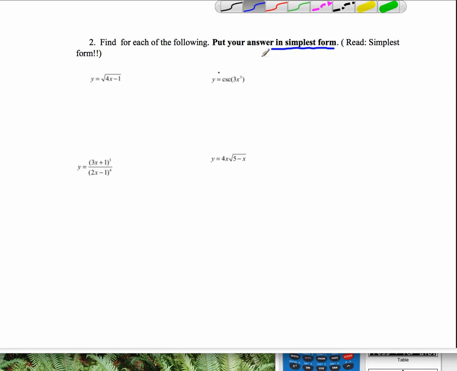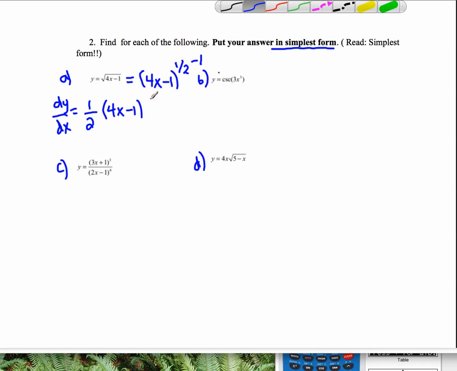You want to take the first derivative. They're asking you for the first derivative. There was A, B, C, D. So if I want to find the first derivative, the first step is rewrite 4x minus 1 to the half power. So dy dx, drop the power 1 over 2 and you subtract 1. That will give you 4x minus 1 to the negative half power.